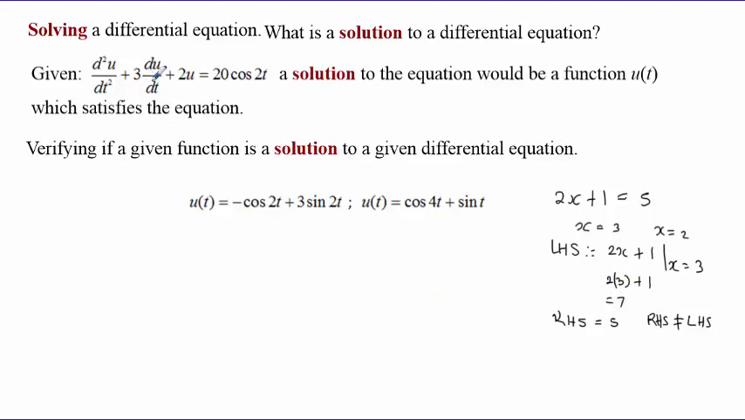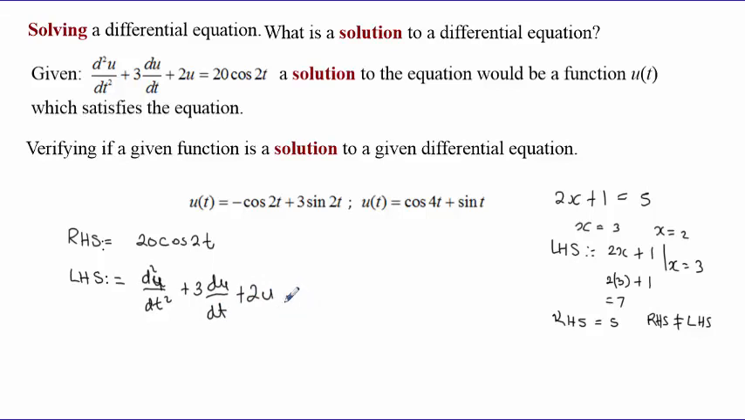So now we've got this equation here, and we are asked to verify whether these functions are a solution to that equation. What would you do? In the equation you've got a second derivative, the first derivative, and the function itself. So let's say we put our right hand side as 20 cos 2t. Then for the left hand side, we've got this expression which says d2u dt squared plus 3 du dt plus 2u.